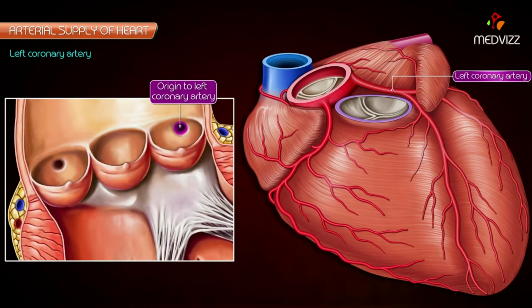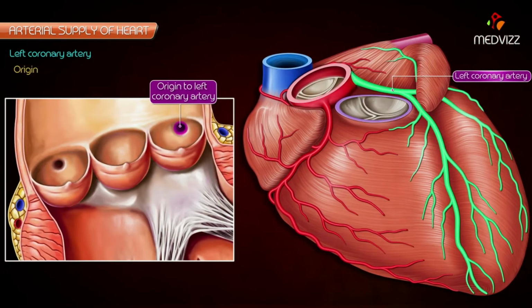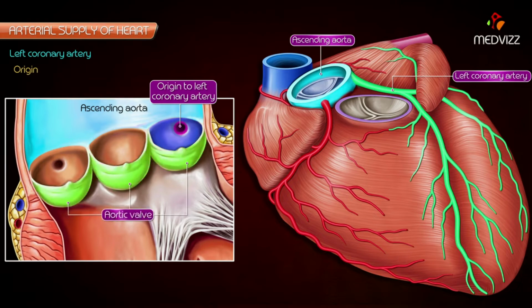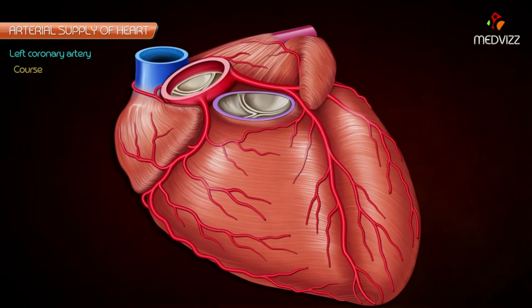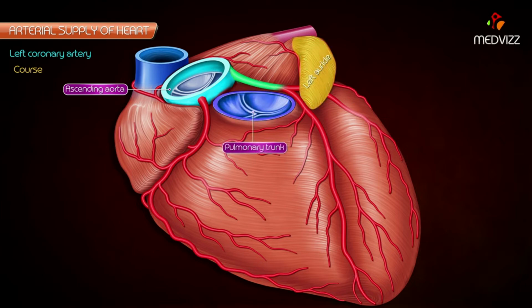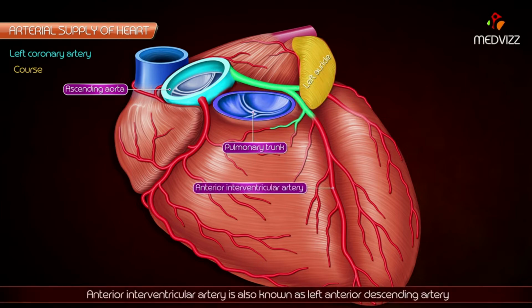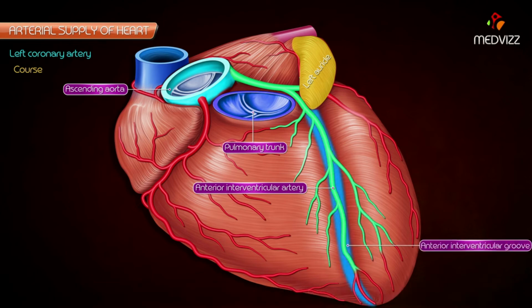Left coronary artery. Origin. The left coronary artery arises from the left posterior aortic sinus of the ascending aorta immediately above the aortic valve. Course. After arising from the ascending aorta, the left coronary artery runs forwards and to the left between the pulmonary trunk and the left auricle. It then divides into an anterior interventricular artery, also known as left anterior descending artery, and runs downwards in the anterior interventricular groove to the apex of the heart.